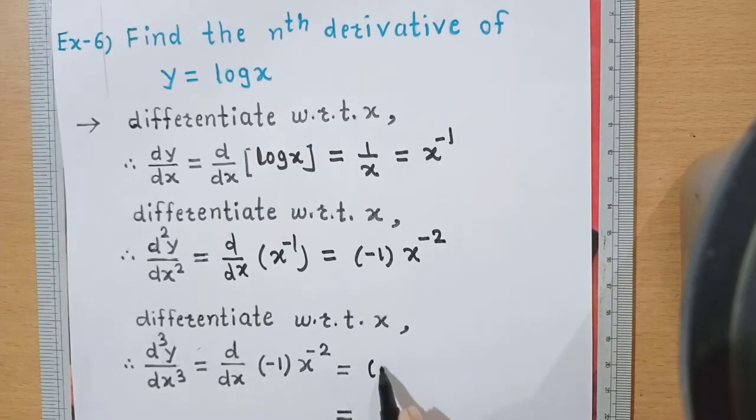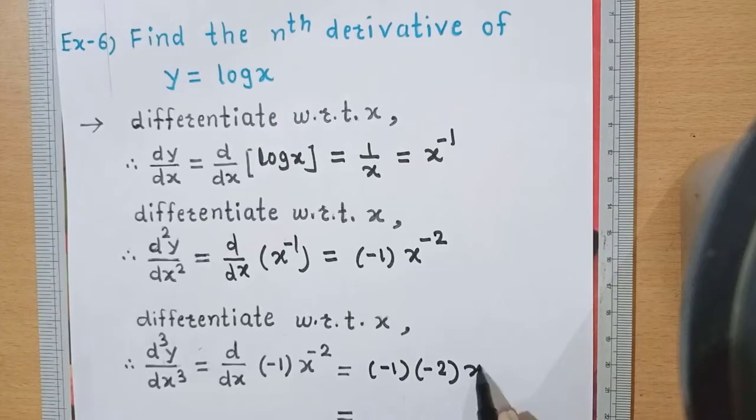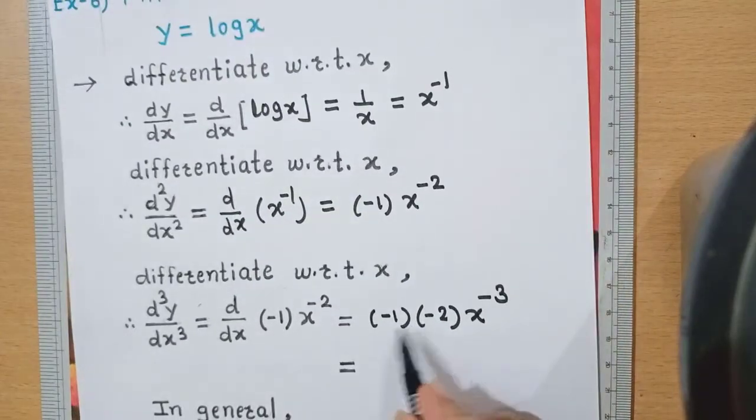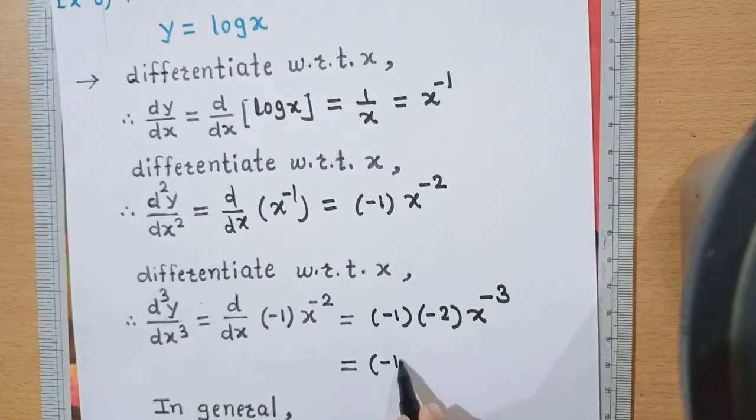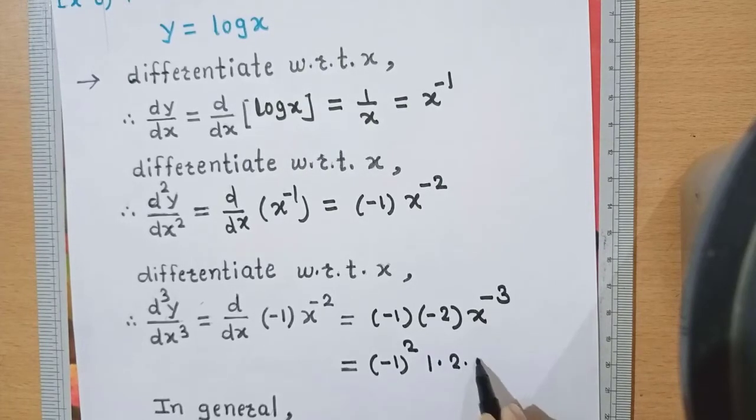Again, this minus 1 is constant. Again, shift this 2 here and x raised to minus 3. Now from these two terms we will take the minus sign common. So we have (minus 1) raised to 2, 1 into 2, x raised to minus 3.